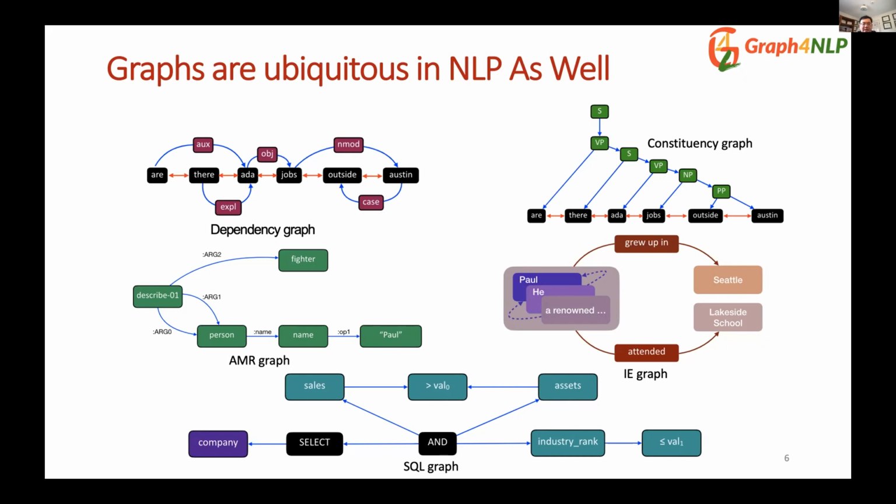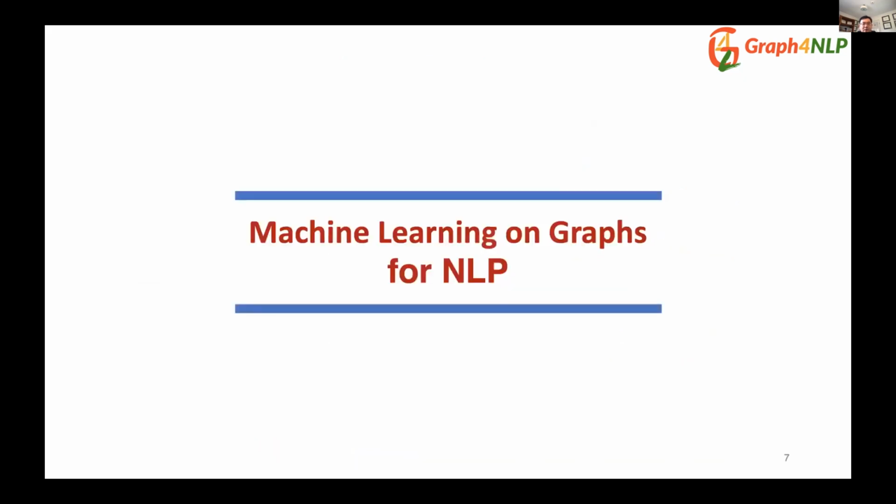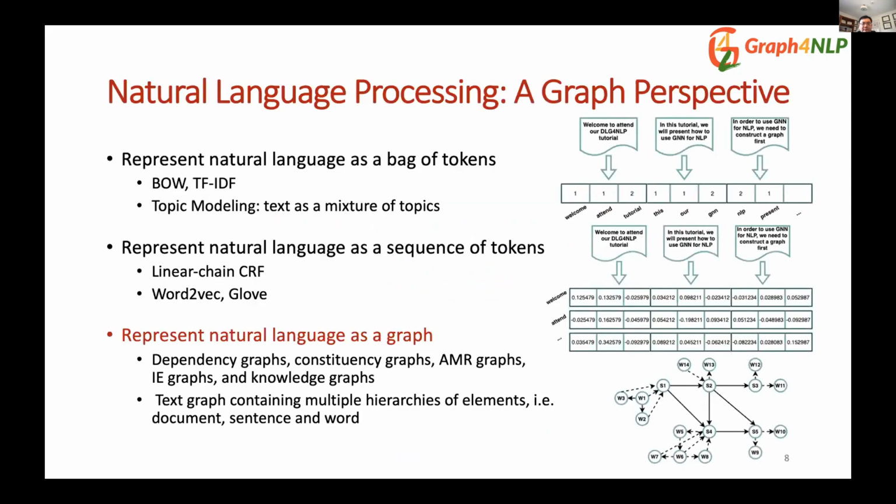In some specific applications, like the SQL language, you can also construct a graph using a SQL query. That's really because the different conditions in the SQL clause don't really have a sequential order. Graph actually is a better representation for that. So this really motivates us, right? Why we care about graph. And right now, let's talk about what the conventional machine learning methods on graph for NLP are.